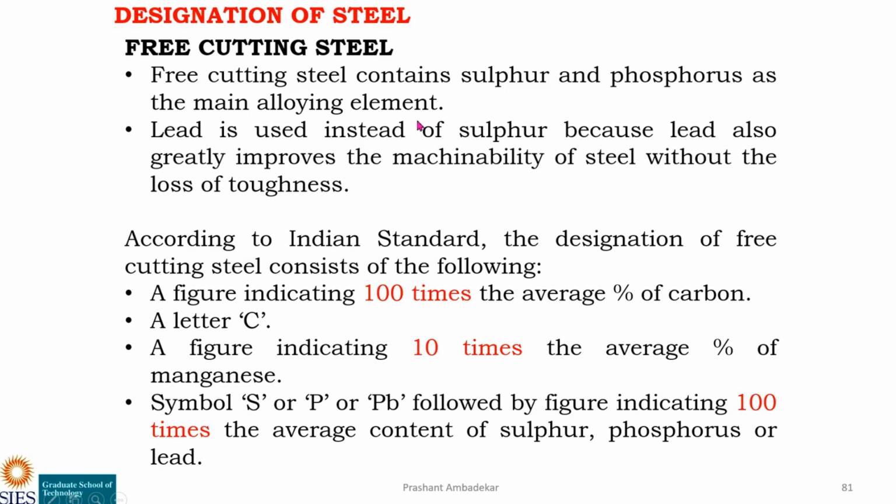So what is new in the free cutting steel as compared to plain carbon steel? Either sulfur or phosphorus or lead. Now, how will we understand whether it is a free cutting steel or a plain carbon steel? So you can see here the symbol S or P or Pb. S for sulfur, P for phosphorus, and Pb for lead. This symbol is followed.